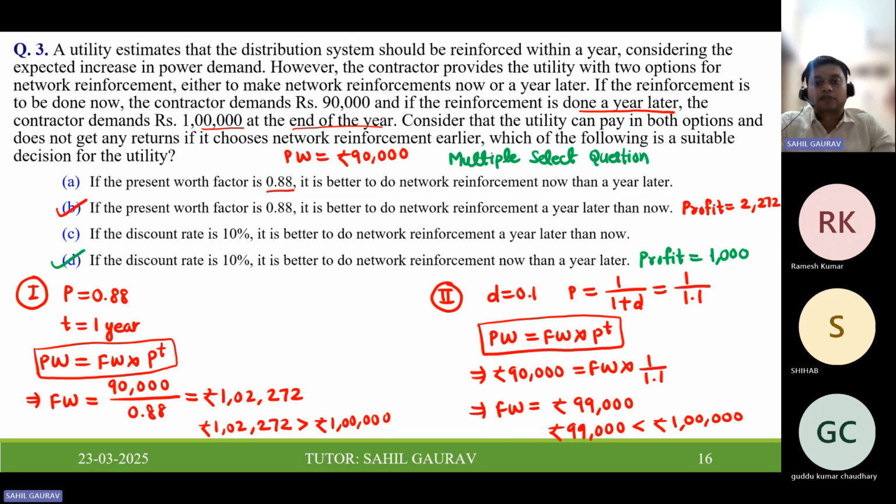Now in the second case, if the discount rate is 10% or 0.1, then this 90,000 will be equivalent to 99,000, and later after 1 year the contractor is demanding 1 lakh. I know that after 1 year this amount will be only 99,000. So it's better to give right now, because I know that I have to give 1,000 from my pocket, because after 1 year this 90,000 will become 99,000 only, not 1 lakh. So it's good to give right now, because the contractor has two conditions: either you give 90,000 right now, or you give 1 lakh after 1 year.